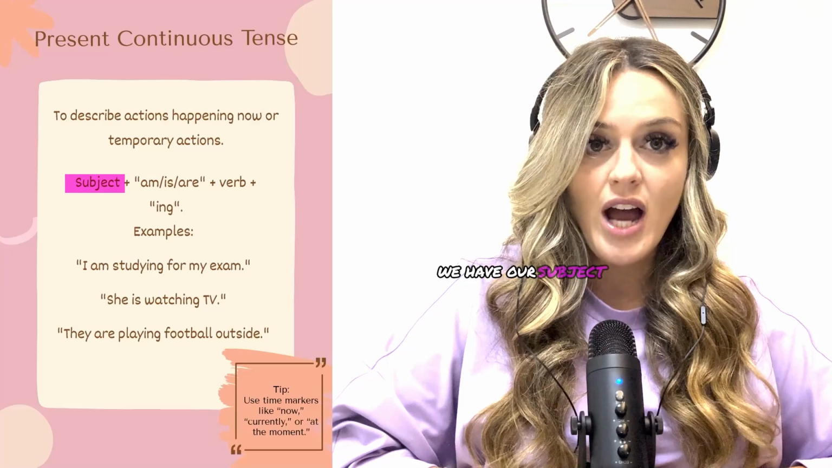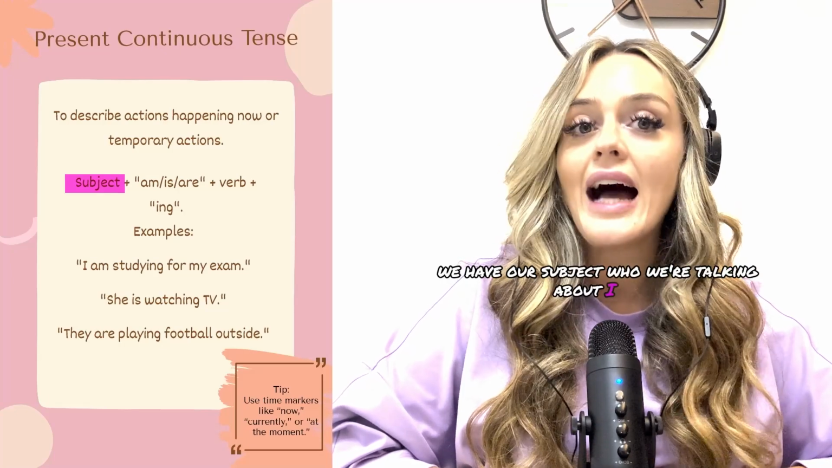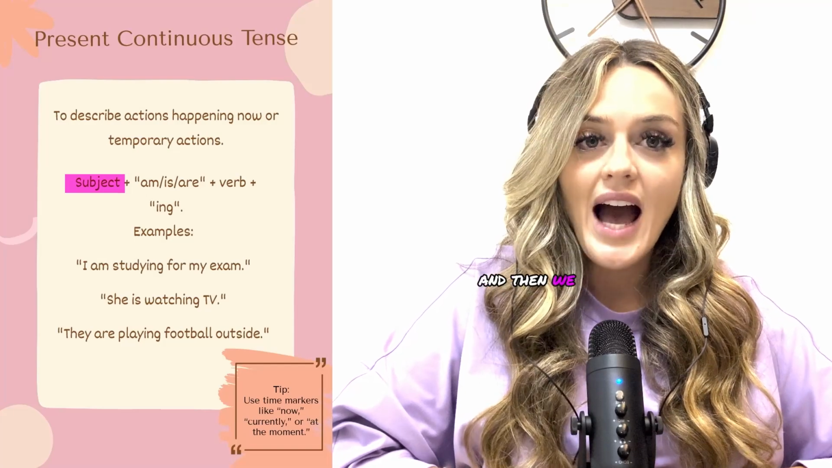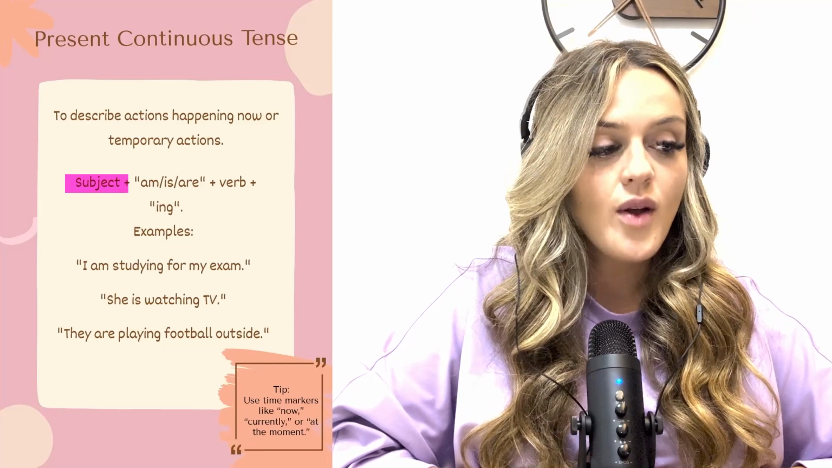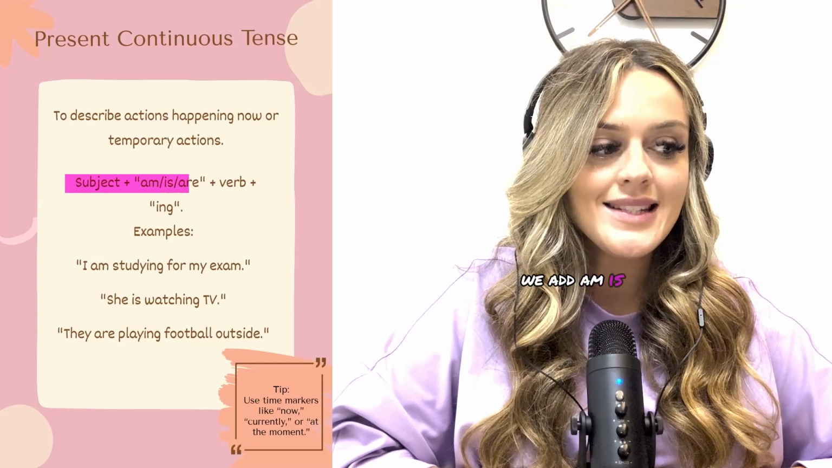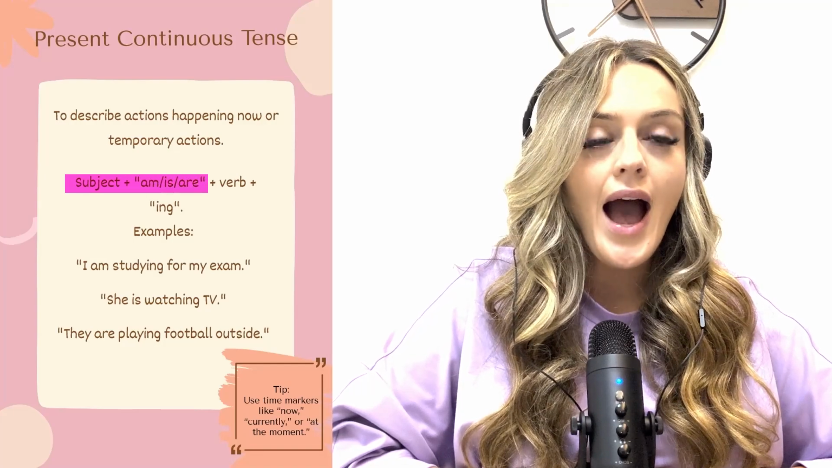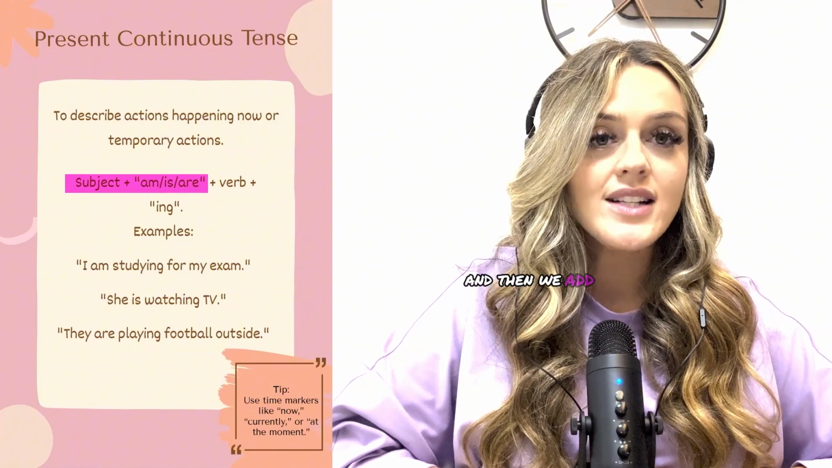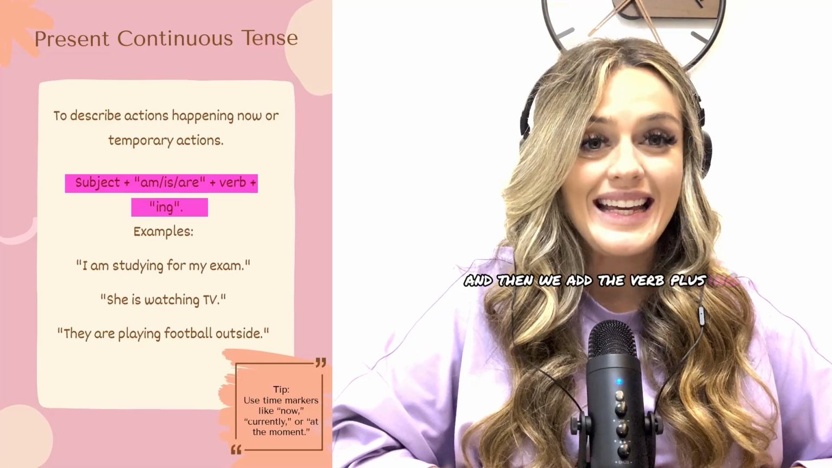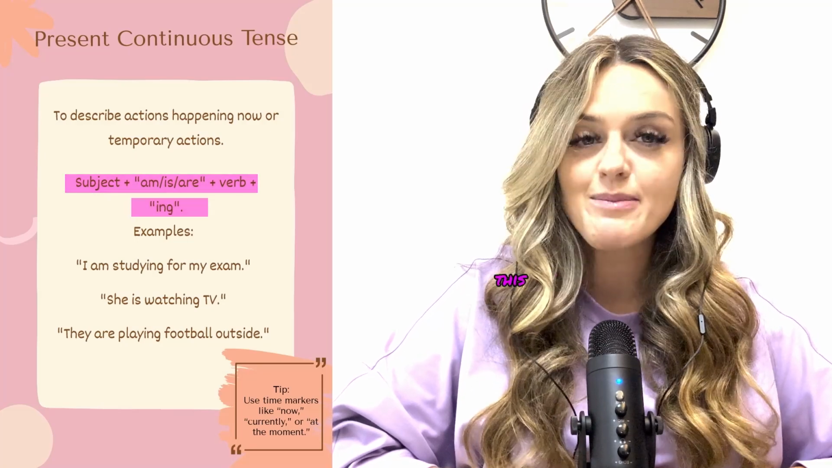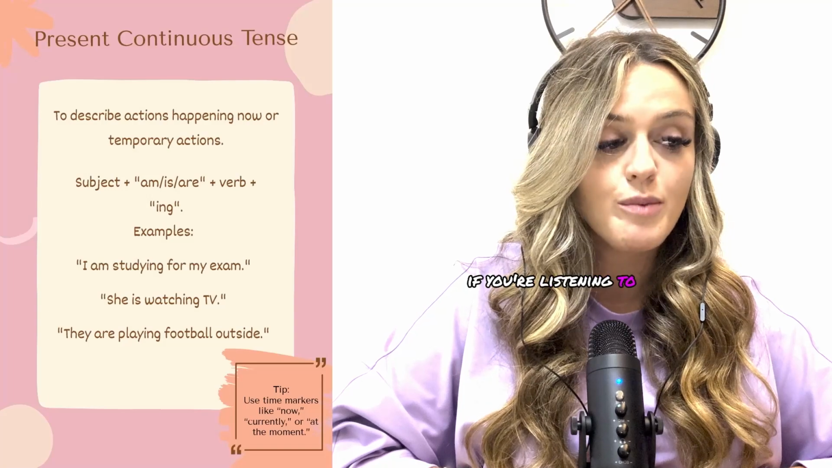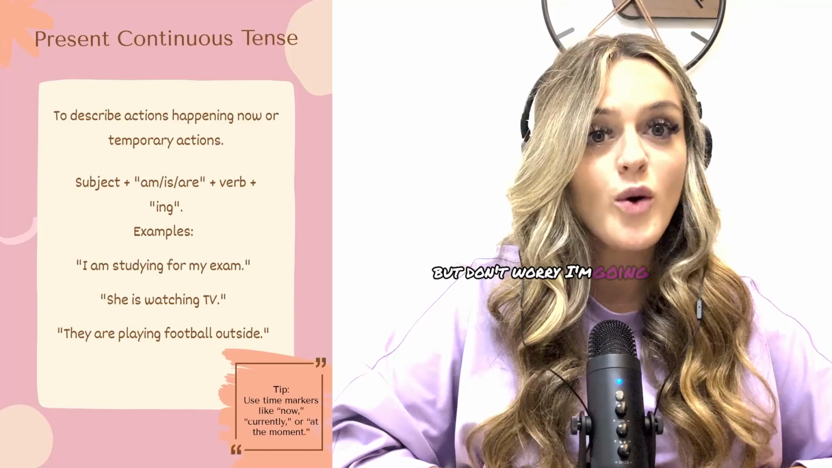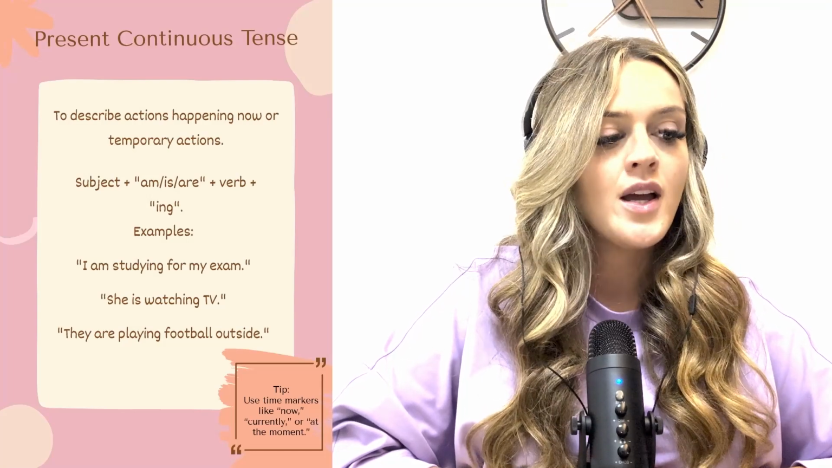We have our subject, who we're talking about: I, you, she, he, it, they. And then we add another word. We add am, is, or are. And then we add the verb plus ing, the suffix ing. Now, this might not make sense if you're listening to the podcast and you can't see the visual in front of you, but don't worry, I'm going to explain this further.